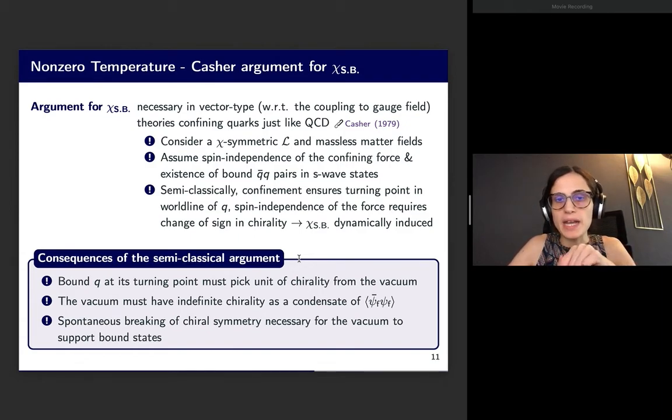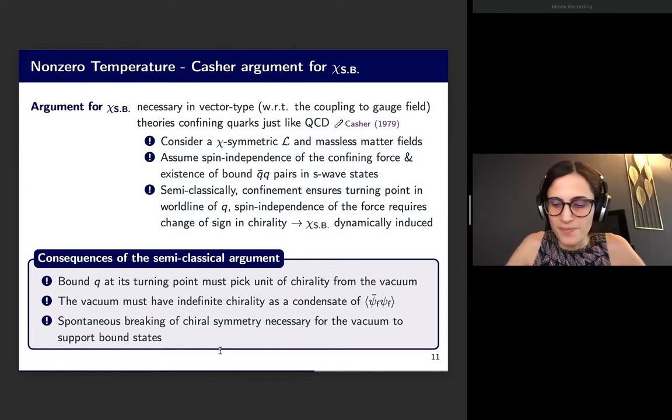So chiral symmetry breaking is dynamically induced by the fact that the theory is confining and the confining force is spin independent. So what happens is that at the turning point, the Q must pick a unit of chirality from the vacuum. That's the only way. And by that, we also understand why the chiral condensate is an order parameter for this chiral symmetry breaking, because for this to be possible, the vacuum must have an indefinite chirality as a condensate of psi bar psi.